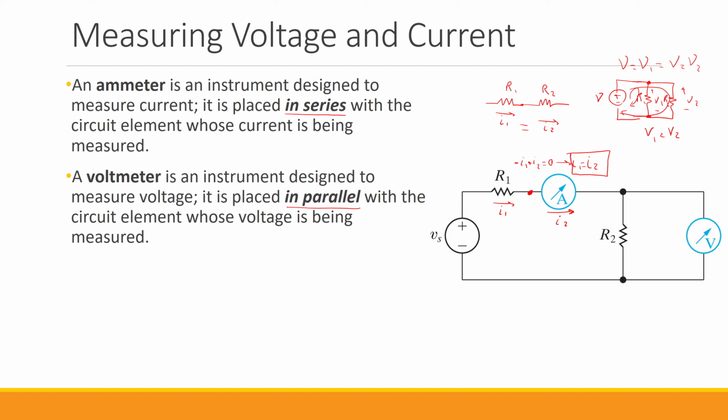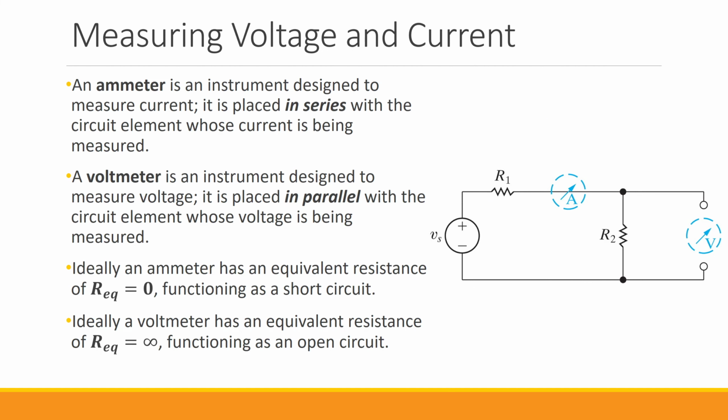As you can see here, when we measure the current or when we measure the voltage, we are practically adding an additional element to our circuit. So what is the effect of this additional element in our circuit? Ideally speaking, an ampermeter should have an equivalent resistance of 0, or should function as a short circuit. So the effect of the ampermeter on the circuit is minimal.